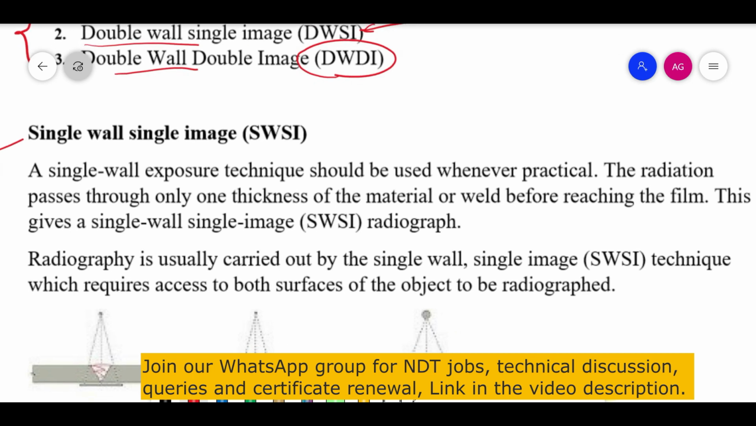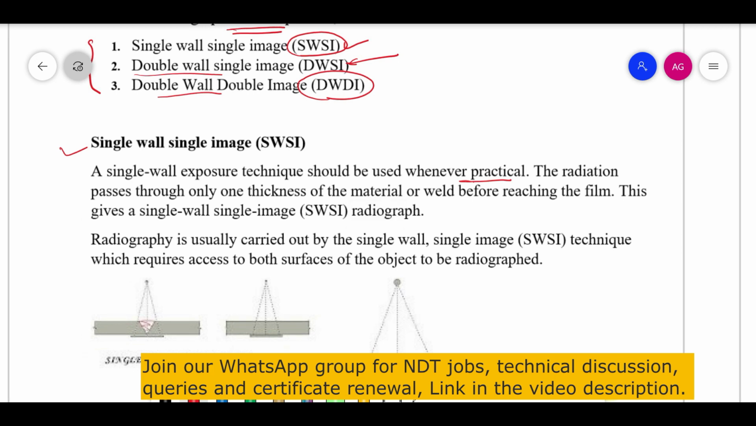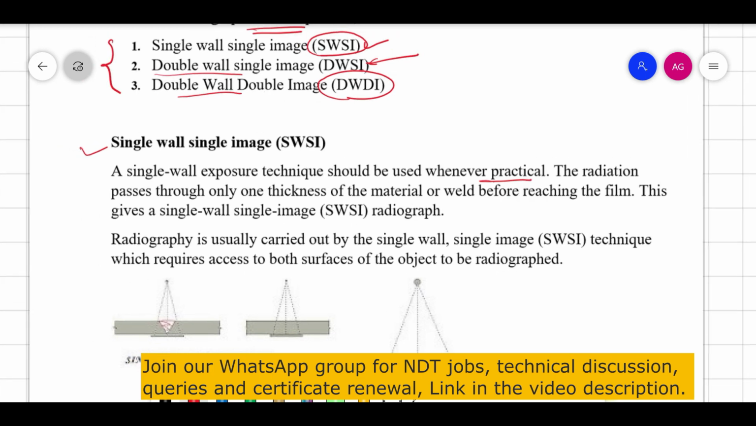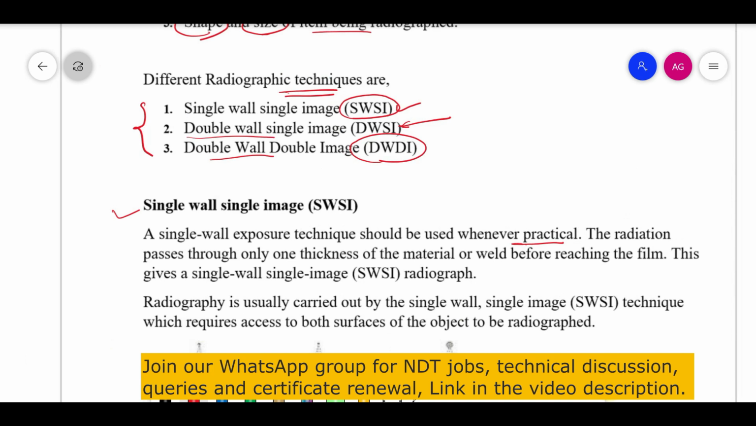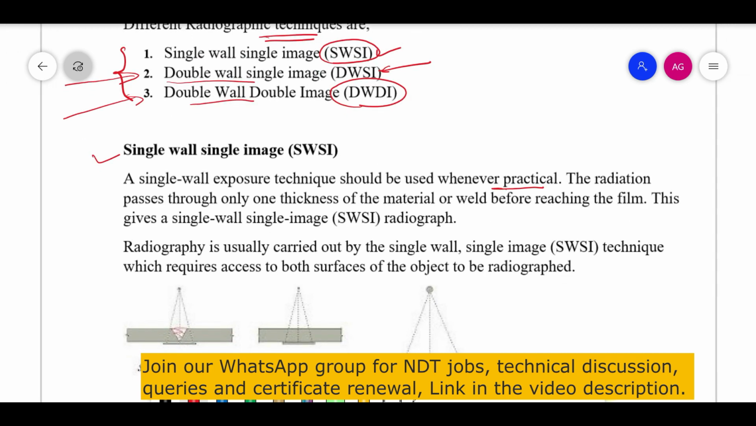First of all, the single wall single image technique. The single wall exposure technique should be used whenever practical. If it is practically applicable, or if it is practically possible, you have to use the single wall exposure technique only. If it is not possible, then you have to go for the DWSI or DWDI technique. Whenever practically possible, you have to go for the single wall single image technique only.